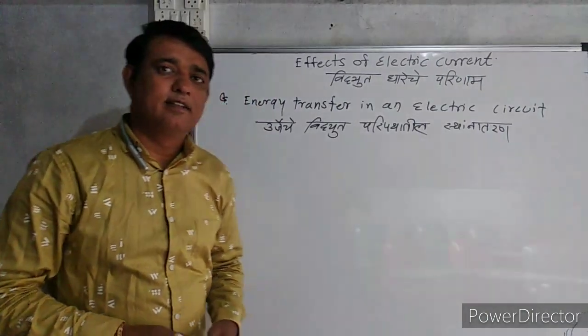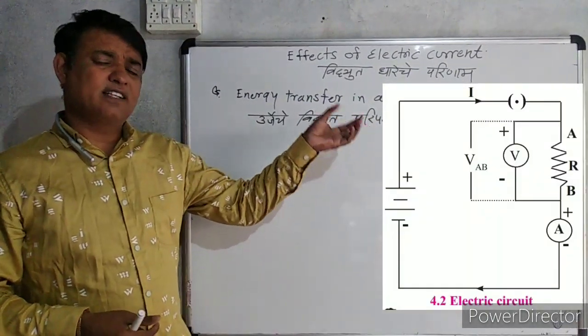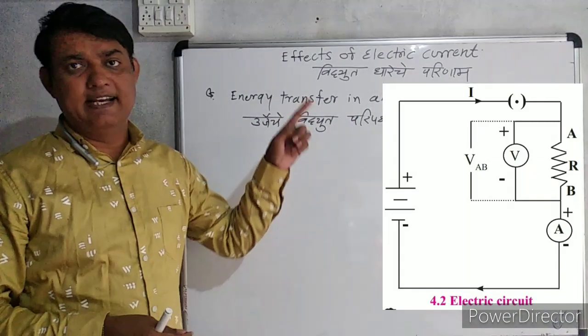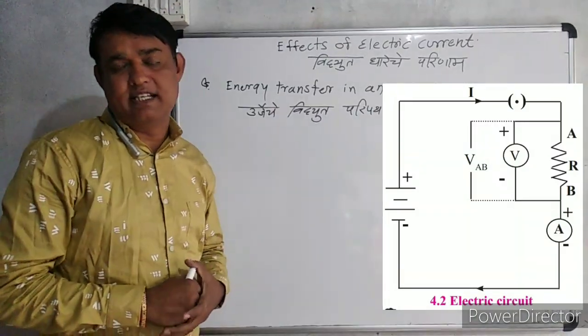What is electric circuit? You can observe on the board. There are connecting wires between voltmeter, ammeter, electric cell and resistance, and they create a path, and that path is known as electric circuit.